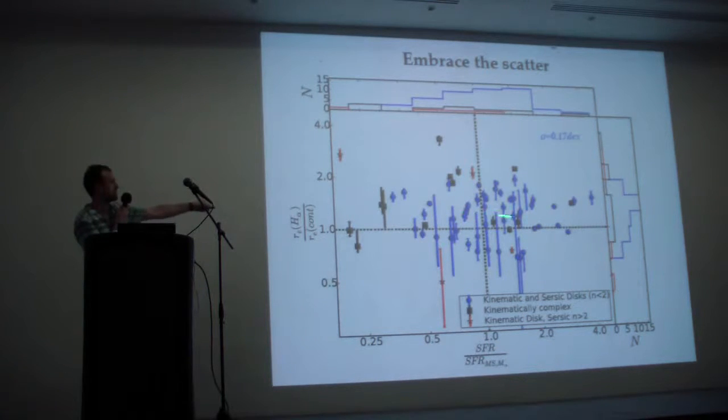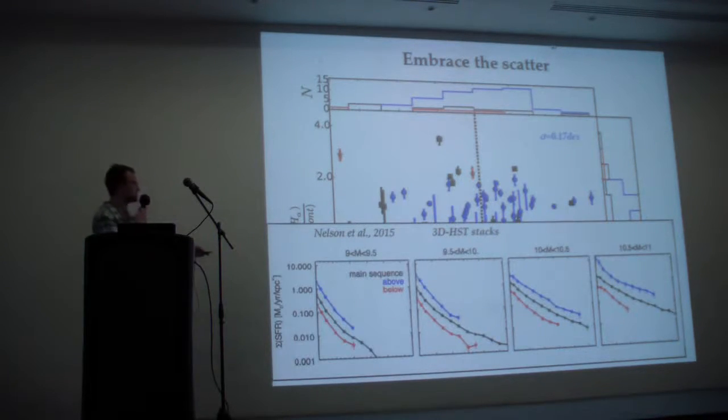These are errors derived from bootstrap versions of our data cubes, which are then processed in exactly the same way, etc., etc. So I think embrace the scatter. We're already seeing that we've reduced the scatter in this relation by removing these kinematically disturbed galaxies. And this is consistent with stacks from 3D HST. This was work done by Erica Nelson. 3D HST is beautiful data, very high spatial resolution, but they don't have the same depth that we do.